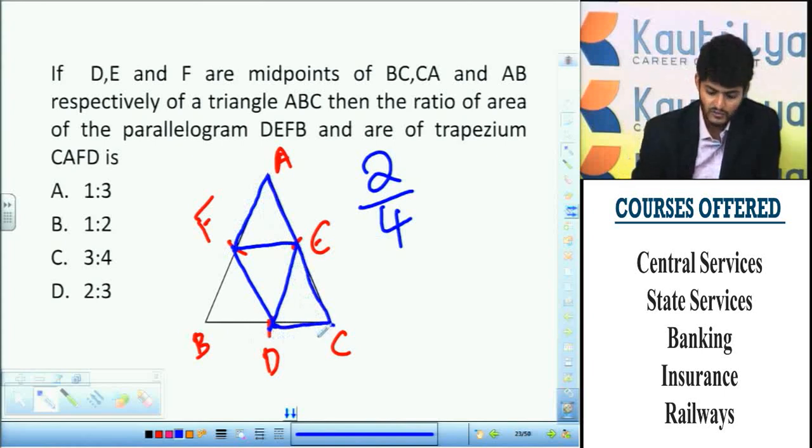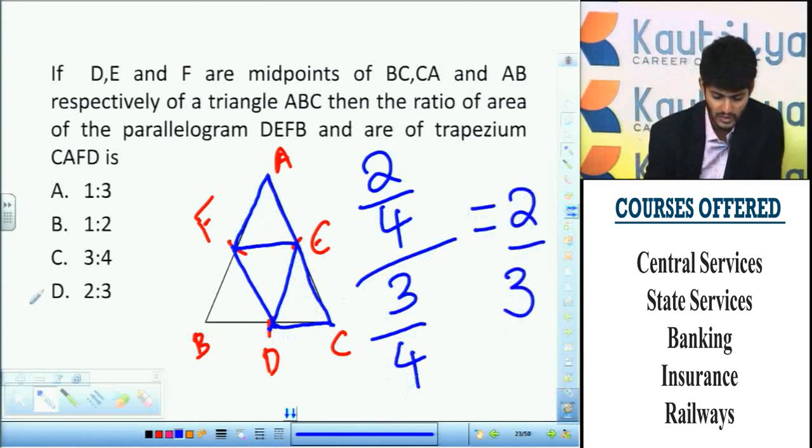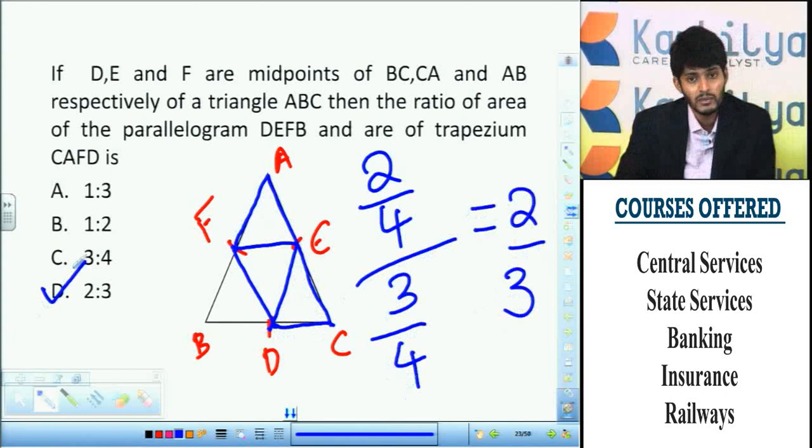This trapezium is taking care of 3 triangles, so it will be 3 out of 4. Out of 4 triangles, this is occupying 2 triangles, this is occupying 3. So the ratio would be 2 out of 3. So the answer would be 2 out of 3.